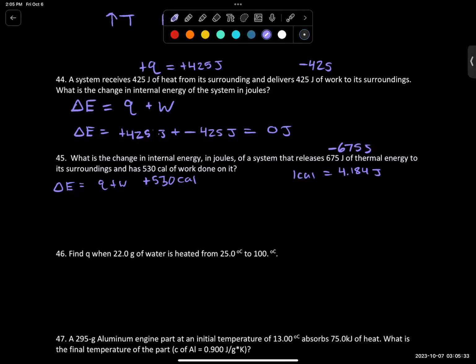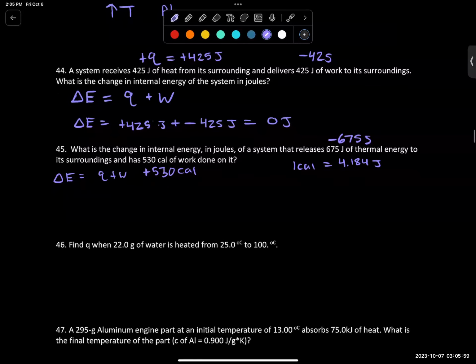All right. So what is the change in internal energy? The definition of a calorie is the amount of energy required to heat up 1 gram of water by 1 degree Celsius. So that's why it takes 4.184 joules of energy to heat up 1 gram of water by 1 degree Celsius. This number will also be important later on, 4.184. So now we just use our conversion factor. So 1 cal equals 4.184 joules.